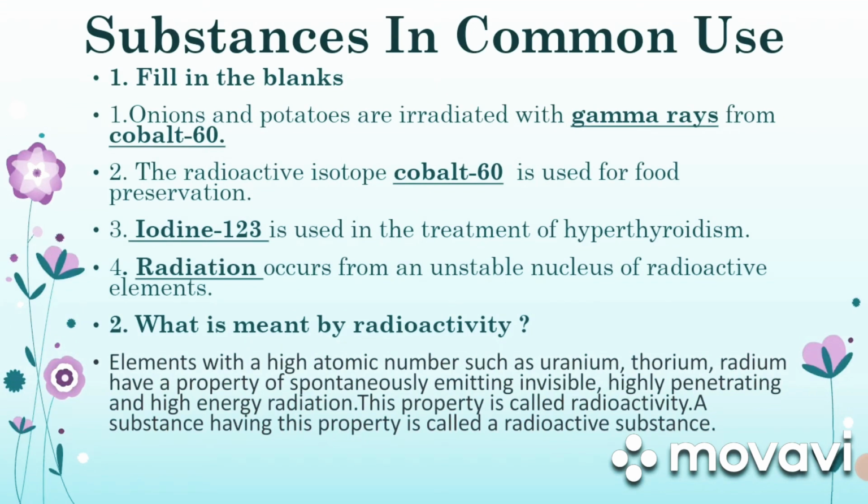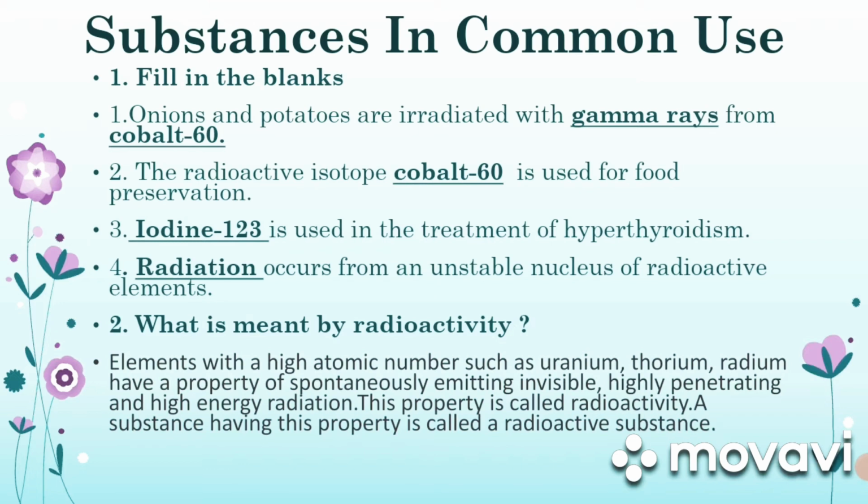Subdivision 1, onions and potatoes are irradiated with gamma rays from cobalt-60. Subdivision 2, the radioactive isotope cobalt-60 is used for food preservation. Subdivision 3, iodine 123 is used in the treatment of hyperthyroidism. Subdivision 4, radiation occurs from an unstable nucleus of radioactive elements.